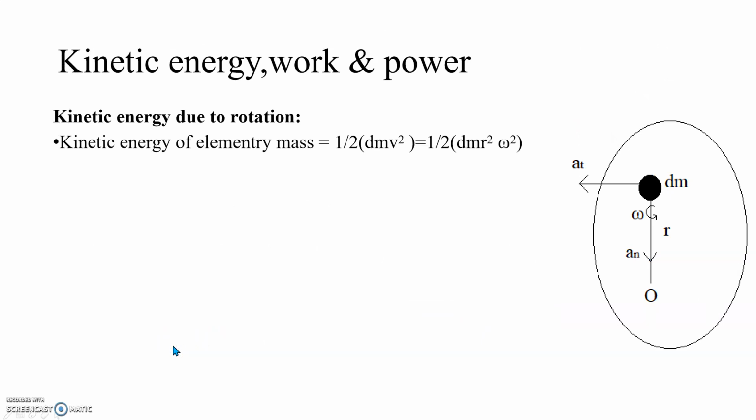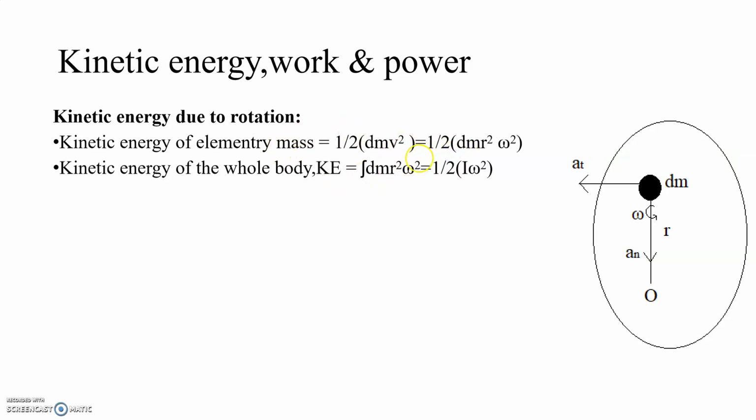Now, kinetic energy due to rotation. We know the very basic formula of kinetic energy for an elementary mass: kinetic energy equals half into dm into v square. We substitute v equal to r omega and get this relation. Now by integrating, we get kinetic energy for the whole body as half into I into omega square. Again, this relation is similar to kinetic energy of rectilinear motion, that is kinetic energy equals half mv square.